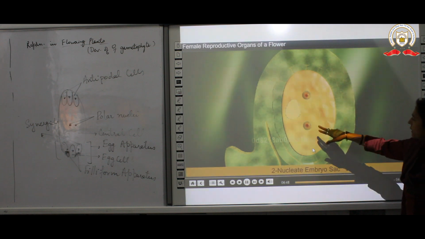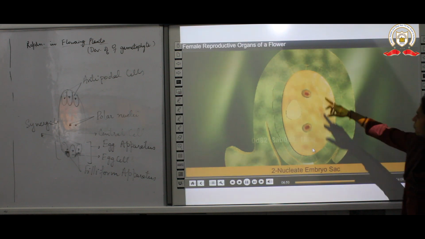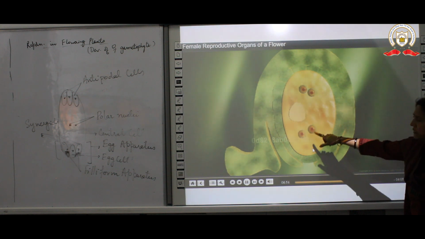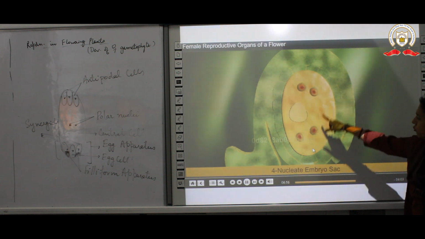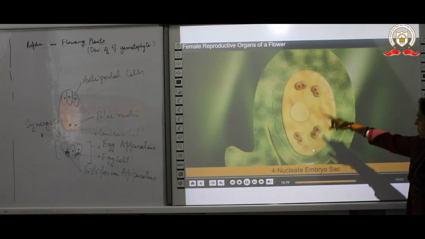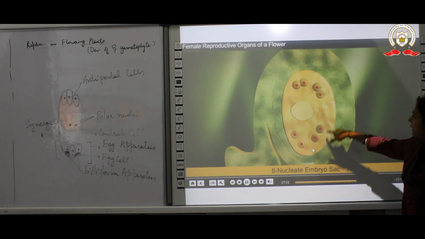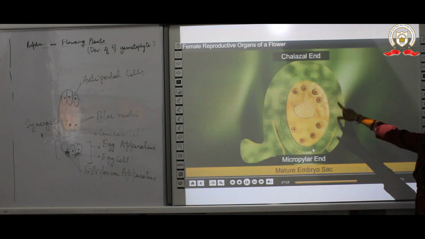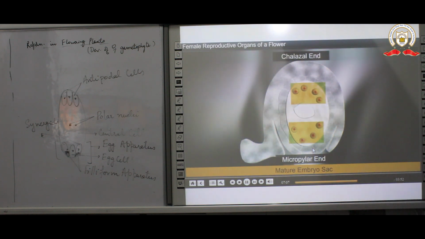Now you can see the nuclear division is taking place, and the nuclei are moving towards the two poles. Simultaneously, the second successive division has taken place, resulting in the formation of 4 nuclei, and then from these 4 nuclei the 8 nucleated embryo sac is being formed. But here you can see that there is no arrangement as yet. Now what will happen?